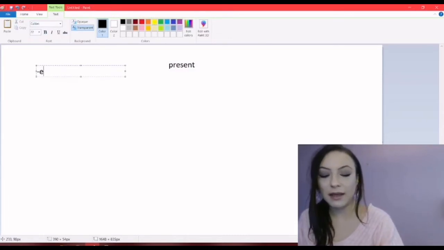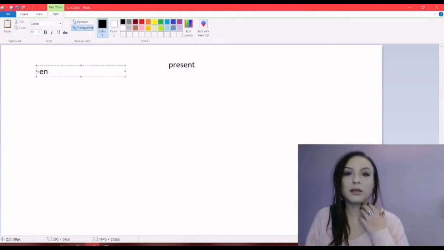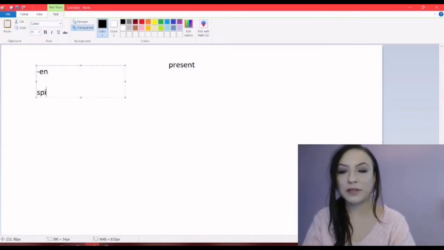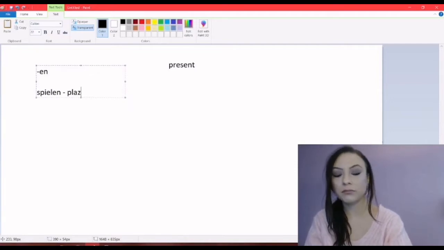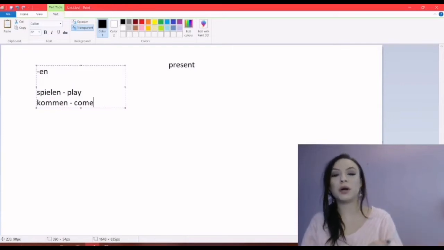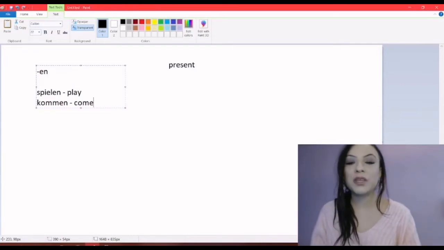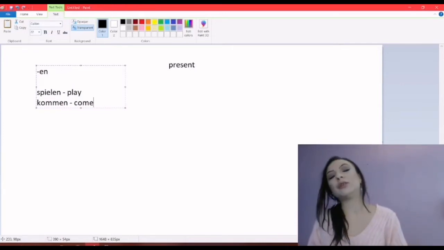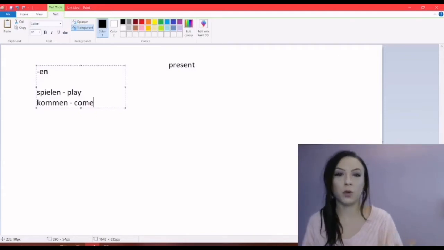by the ending n, meaning en. Okay, so zum Beispiel spielen, play, kommen, come, and so on. So basically that's how you see that it's a verb, and you just see the infinitive form.